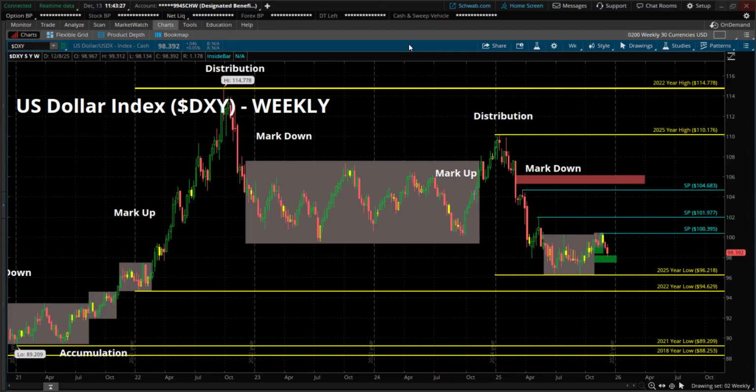So that being said, we're going to move forward. The US dollar is bearish. The Federal Reserve has been lowering interest rates, so the US dollar is bearish. You have less buying power. Interest rates are lower, so you collect less income if you're invested in fixed income products.